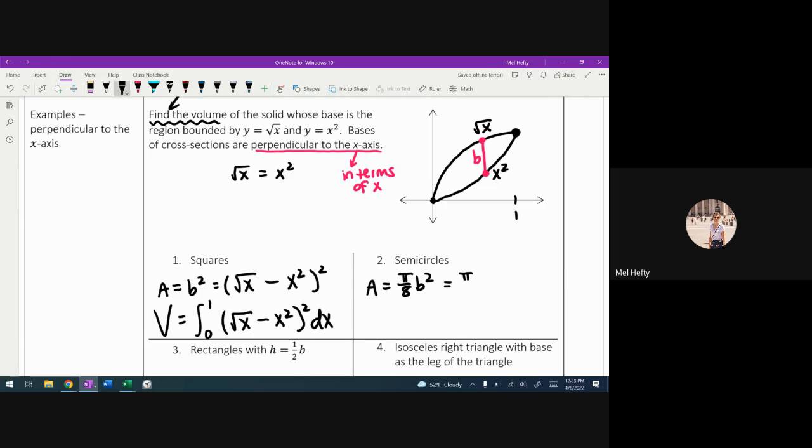Now, that pi over 8 is certainly different than before. Is the b different? Is the base any different at all, changing the shape? No. So I have square root of x minus x squared, all squared, for my volume. Throw the pi over 8 out front if you want. If you don't want to, don't. You do you.